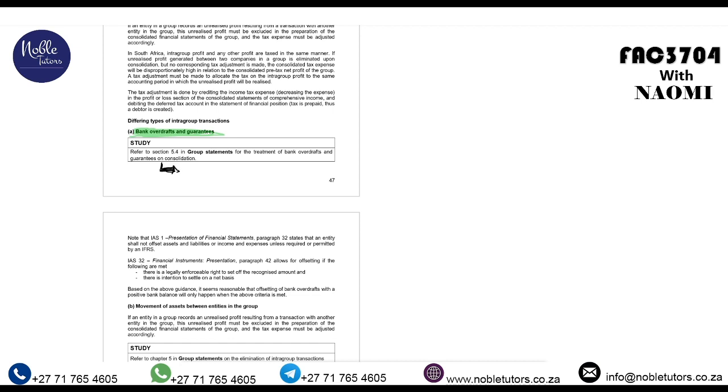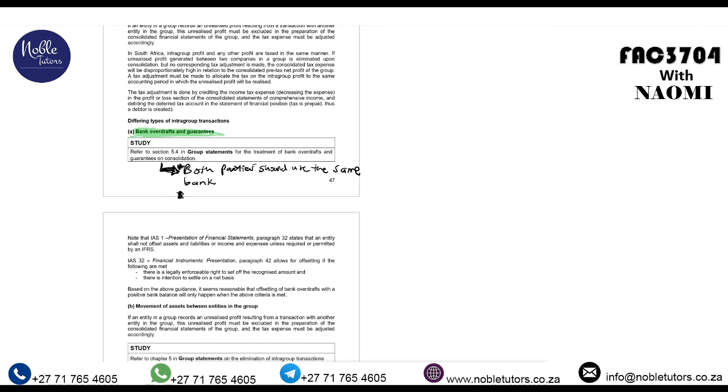Number one, both parties need to use the same bank. Here I'm talking about subsidiary or parent, both parties should use the same bank. So we're banking in the same bank. For example, if company A, who is the parent, banks with Standard Bank, that means a subsidiary should also bank with Standard Bank. For us to do any offsetting, we must both be in the same bank. That's the first condition.